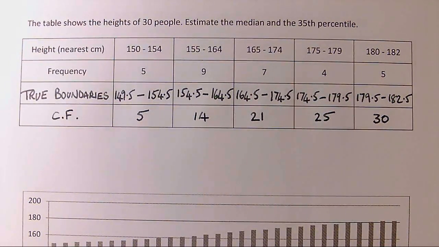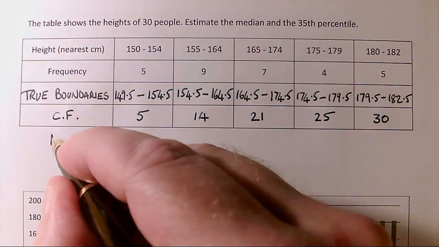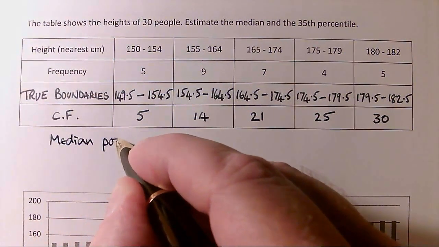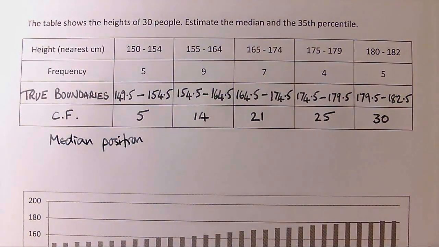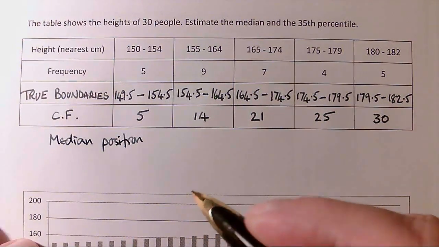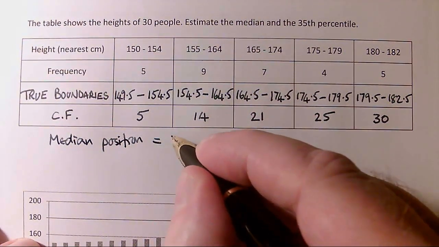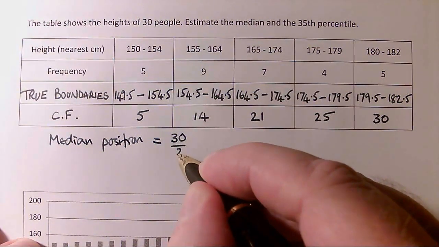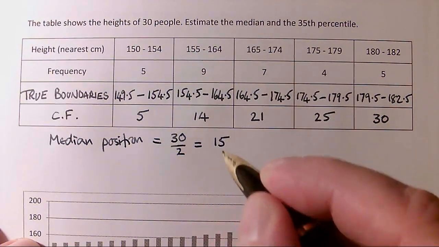Okay, now I'm ready to try and find the median. So for the position of the median, because of the approximations we're doing in this work, we don't do that thing where we add 1 to the number of people before dividing. We just go, it's 30 people, and the median is halfway through them, so we can just do 30 divided by 2. So we're looking for the 15th person, okay?